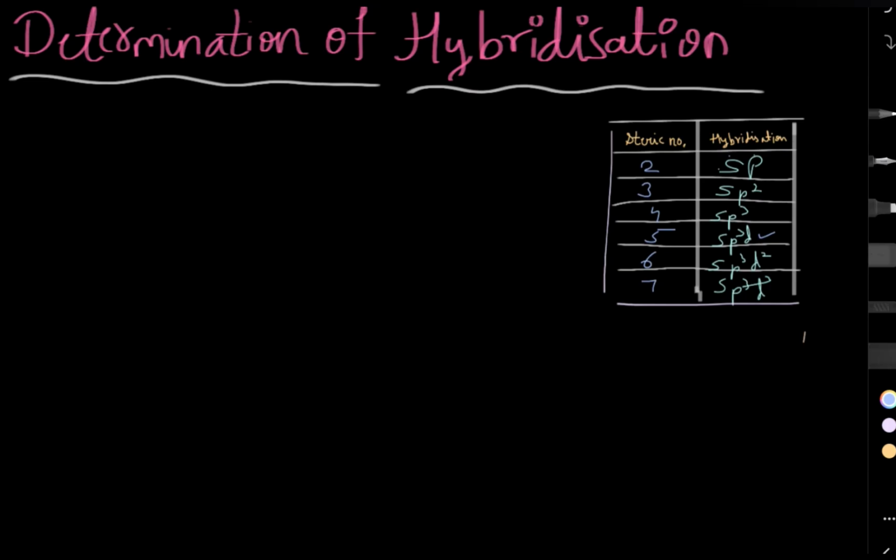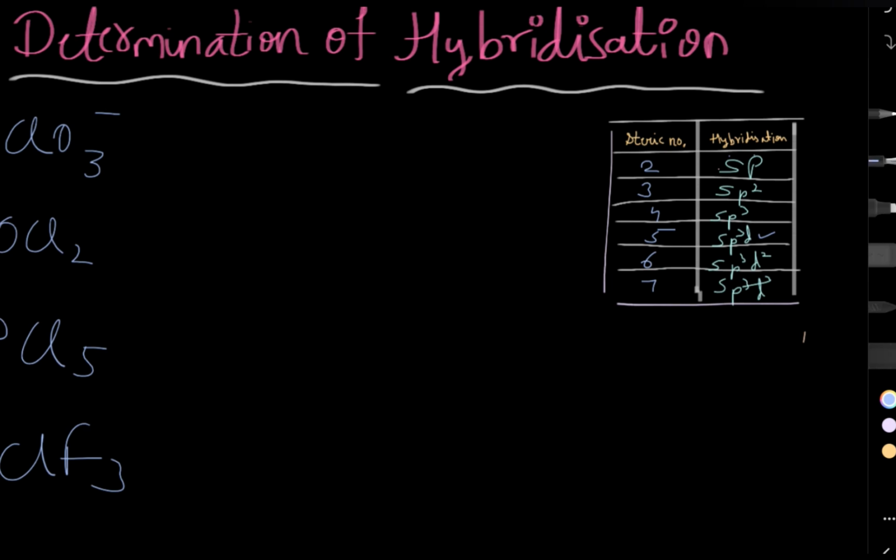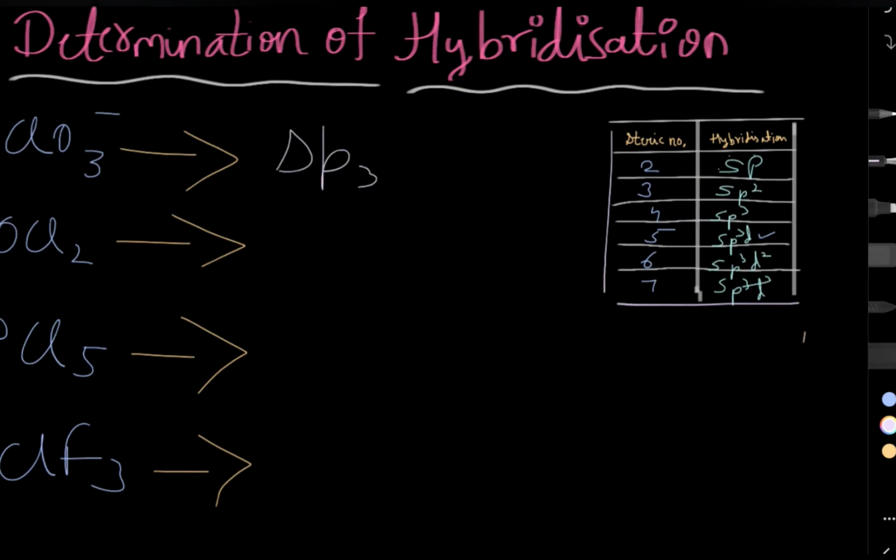So let us see some more examples. You can try them and the answers will be displayed. Right, so here we have some more examples based on the same. Try them and get the answers and match your answers. ClO3 minus will be sp3 hybridized. OCl2 is also sp3 hybridized. sp3 means its steric number is 4. And you can see it in our table here.